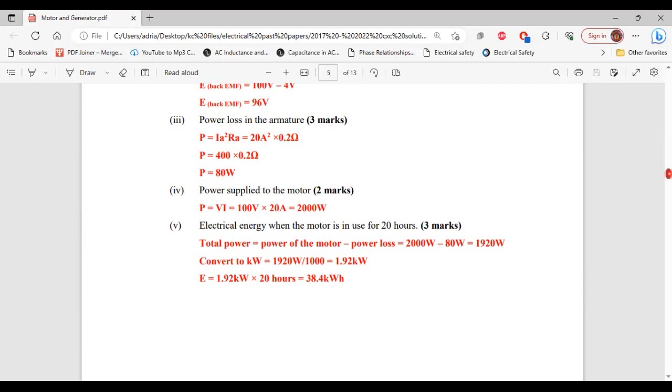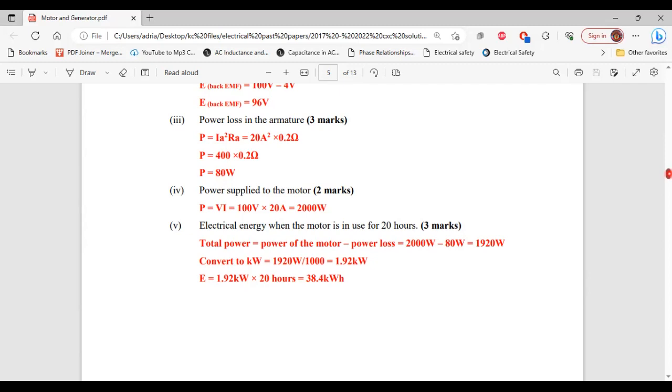For part 5, it says calculate the electrical energy when the motor is in use for 20 hours. All right, so the first thing that we have to do is to calculate the total power. So the total power is equal to the power of the motor minus power loss. So that is 2000 minus 80 watt, and that will leave us with 1920 watt. All right, so the next thing that I did was to convert the total power to kilowatt, and we divide 1920 watt by 1000. That will give us 1.92 kilowatt.